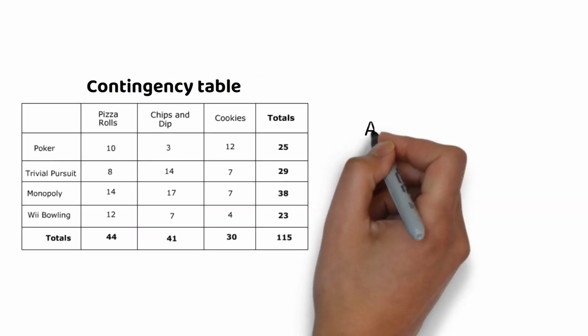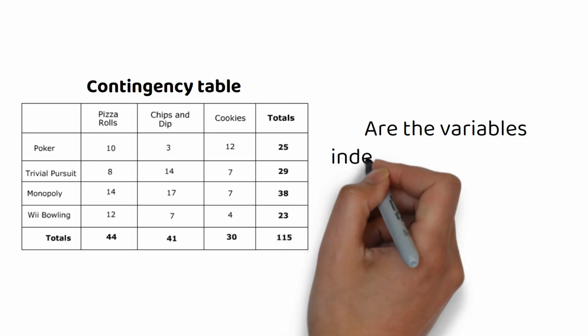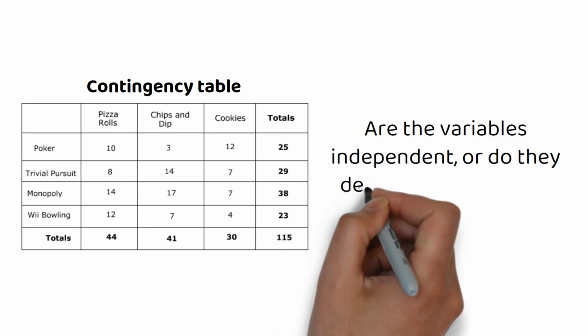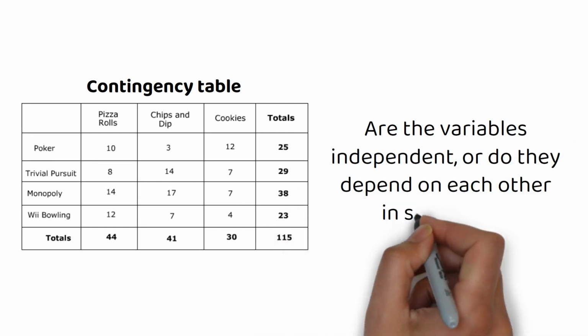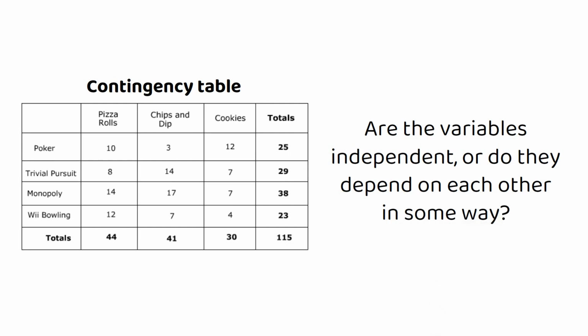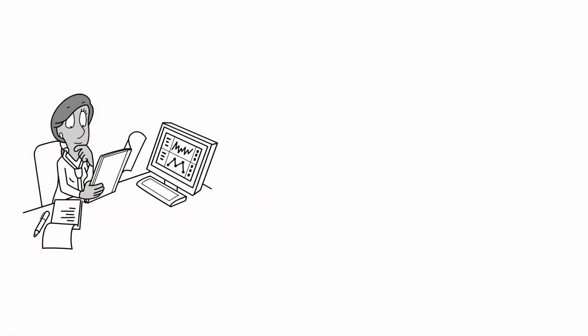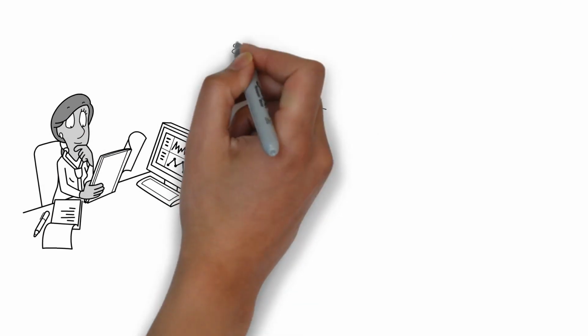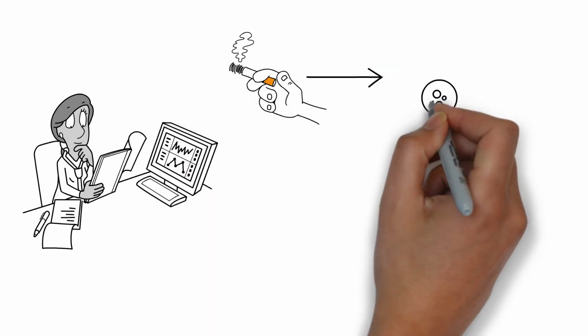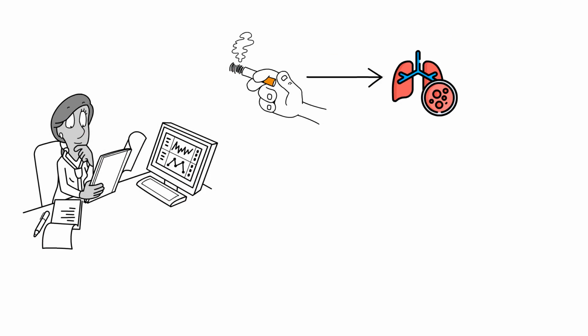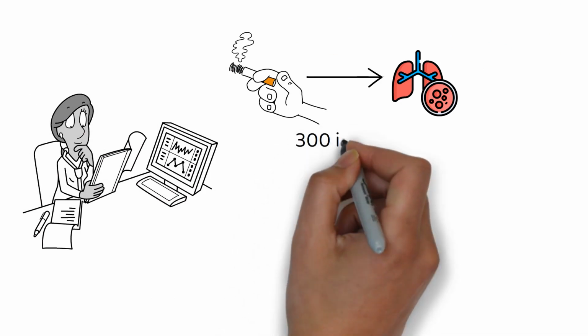A key question that often arises: are the variables independent, or do they depend on each other in some way? Through the chi-square test for independence, we can address this question head-on. This is also called a goodness of fit test. For example, suppose a medical researcher wants to determine if there's an association between smoking habits and the development of a specific lung disease. To explore this, they collect data from a sample of 300 individuals.